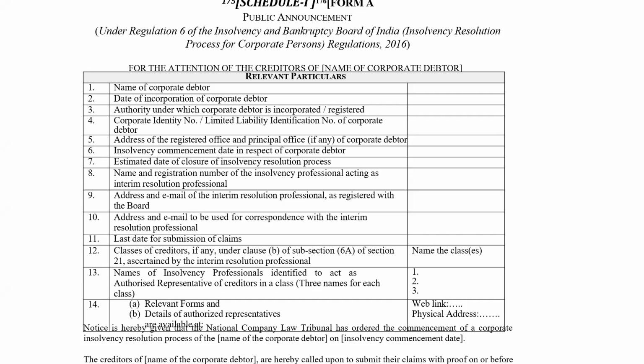Name and registration number of the insolvency professional acting as IRP. Address and email of the IRP as registered with the board. Address and email to be used for correspondence. Last date for submission of claims, which is 14 days from the insolvency commencement date. Then class of creditors, if any, right? So name of the classes, then name of the insolvency professionals identified to act as AR. So 3 names will be given. Then relevant forms and details of the authorized representatives are available at this web link or physical address, right?